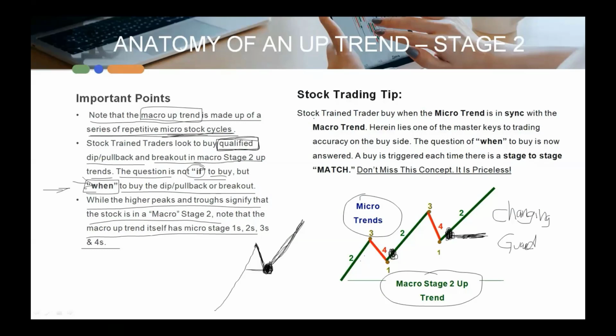As a tip, okay, stock trading traders buy when the micro trend, aka the small time frame, is in sync, okay, lined up with the macro trend. Herein lies one of the master keys to trading the accuracy on the buy side. The question of when to buy is now answered. A buy is triggered each time there is a stage-to-stage match. Do not miss this concept. It is priceless, okay? And I totally agree with that. This is priceless. I mean, this is really all I do.